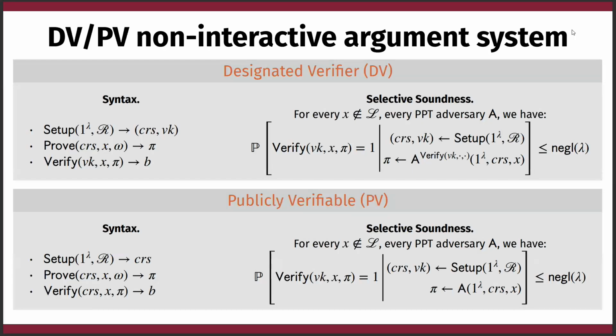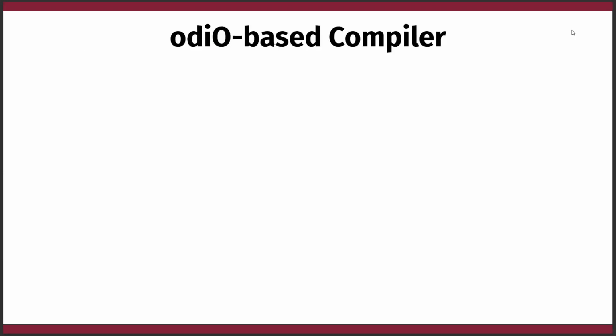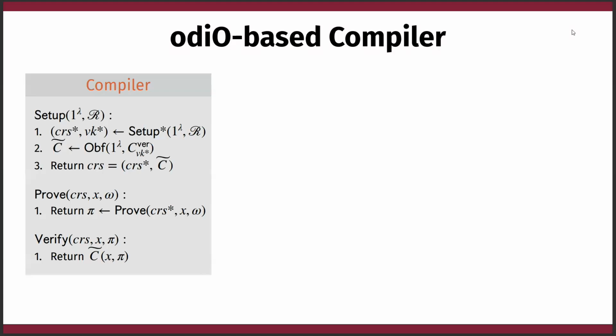This publicly verifiable notion is essentially the same, but now we don't have a verification key, and we verify using the CRS. So how can we convert one into the other? Well, this is the compiler. You simply need to do the following.